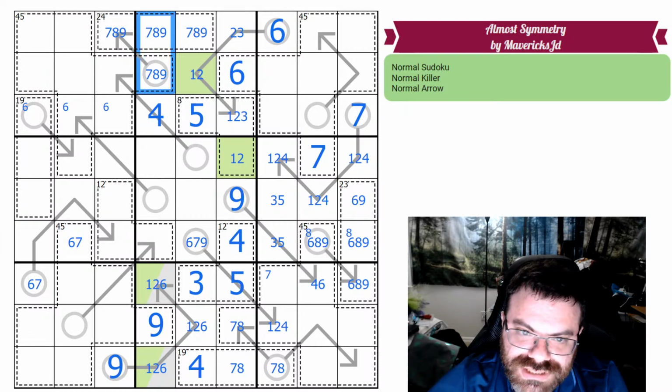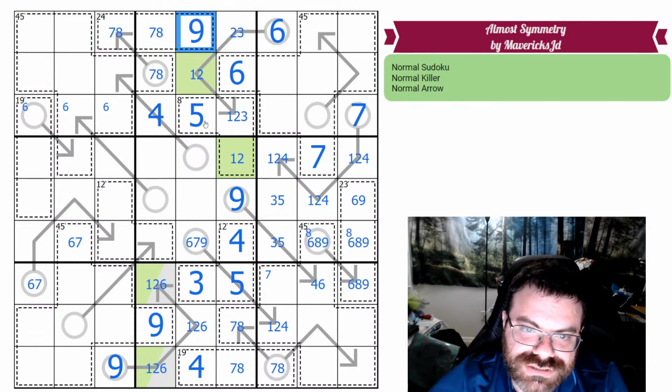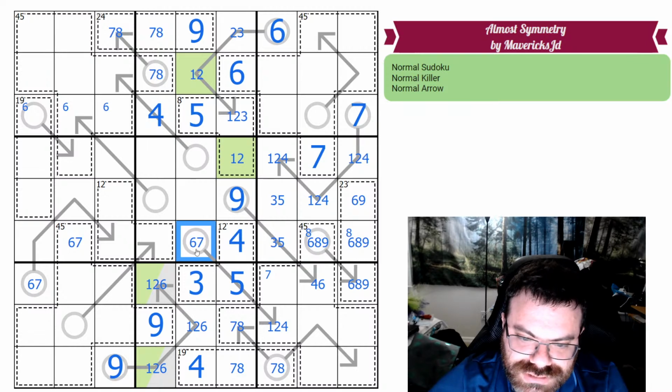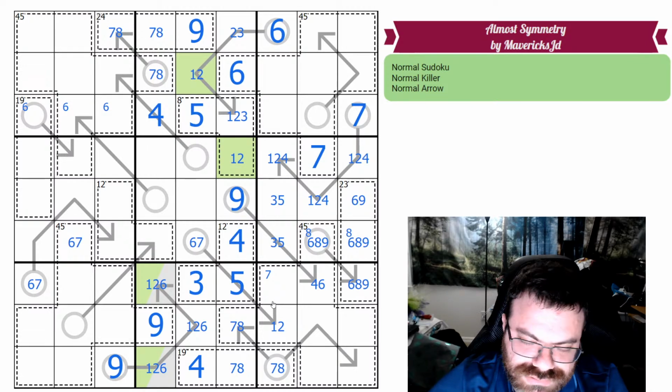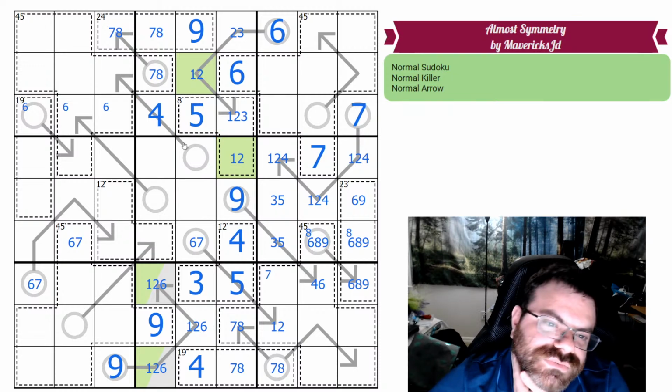Oh, this 9 sees up. So this is a 9. This is not a 9. So that's not a 4. Okay, what else? This being a 4 might be.